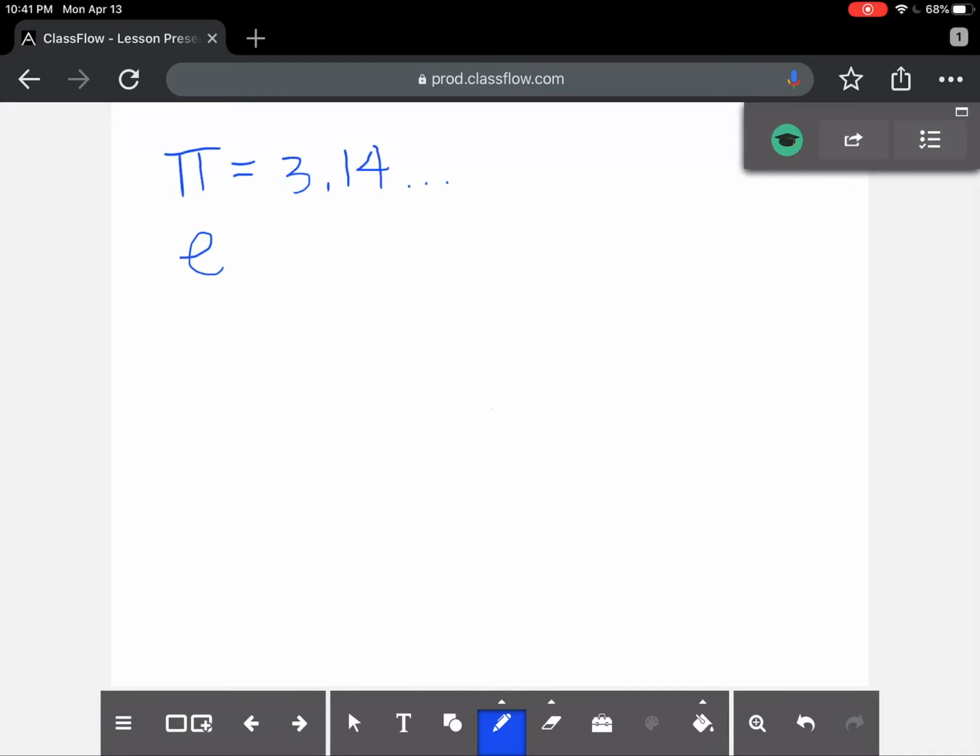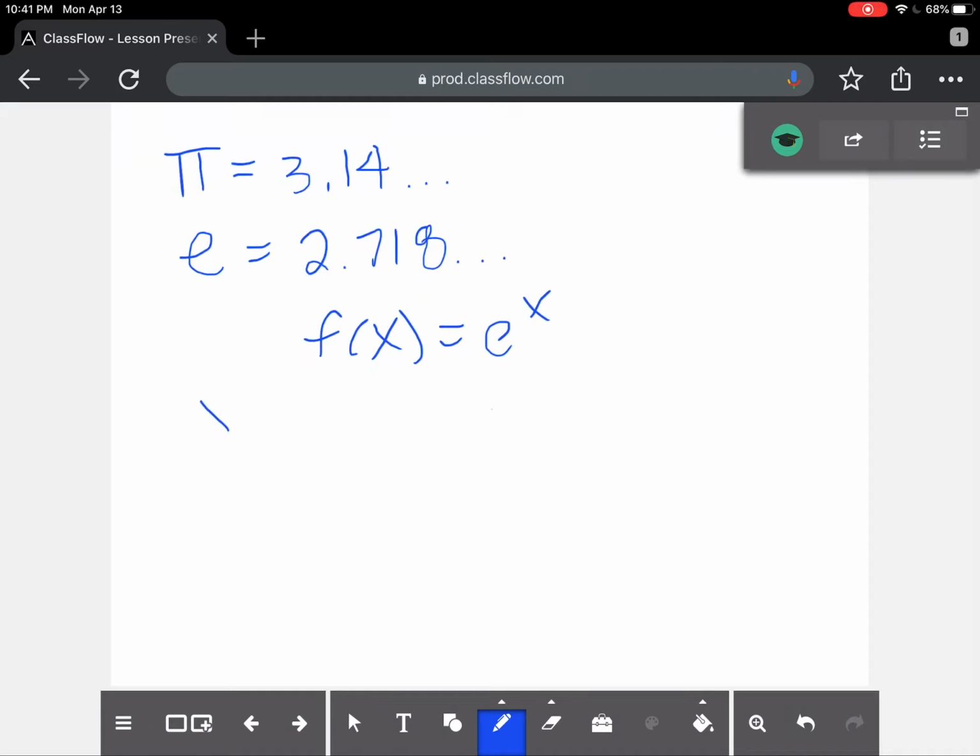Well, e is 2.718, and then it keeps going on and on. It's not repeating, and it never ends. Okay? e is a base. So it graphs an exponential function, f of x equals e to the x power.